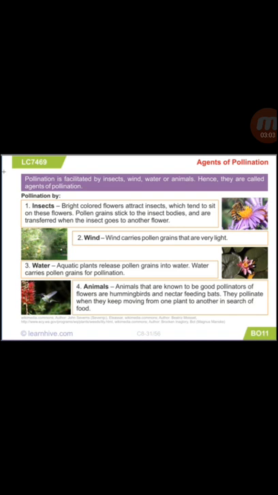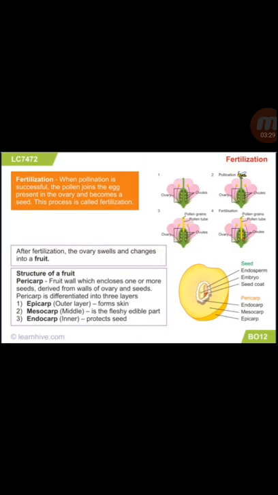If they are to be pollinated with the help of water, they will have certain characteristics, like they can float on water. And if they are to be pollinated with the help of animals, then they will also have good nectar, sweet smell and good color, so that the animals are attracted towards the flowers, and then these pollens can stick onto the skin of the animals.